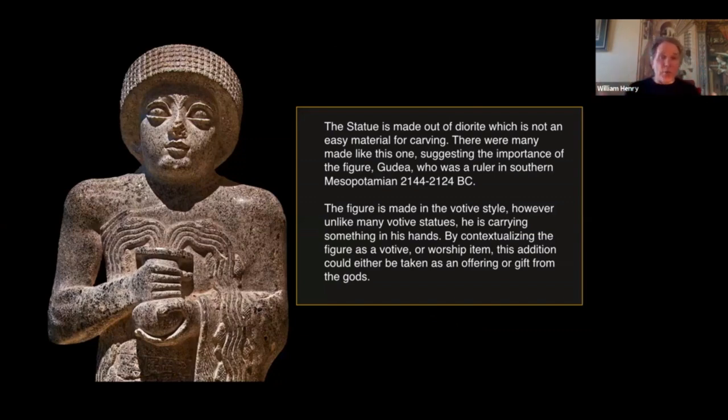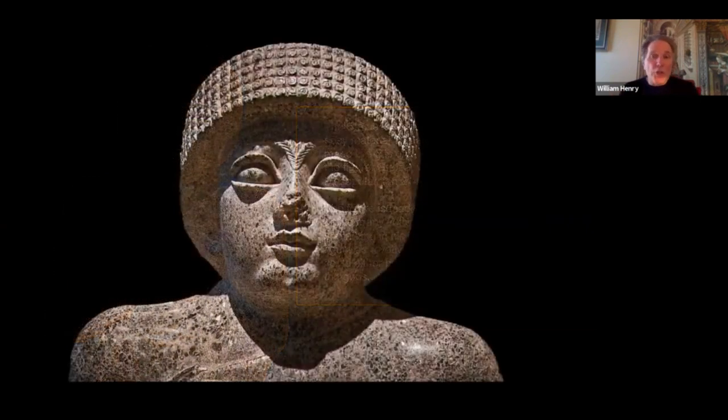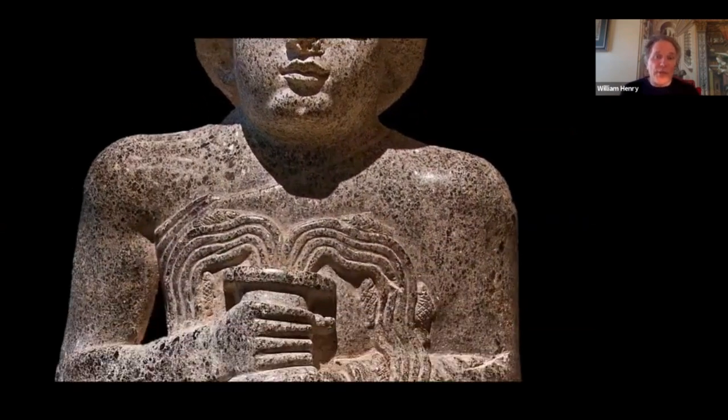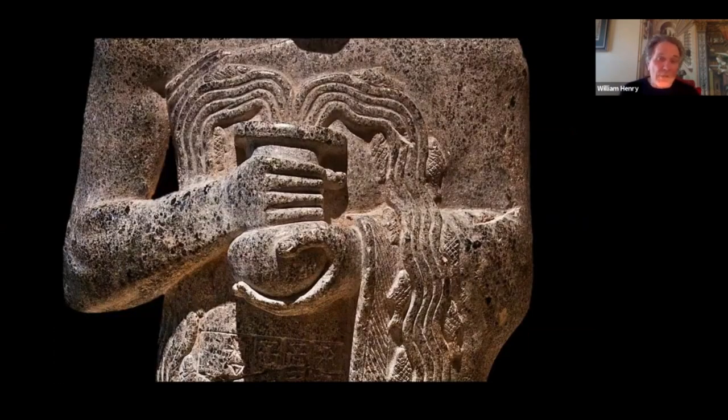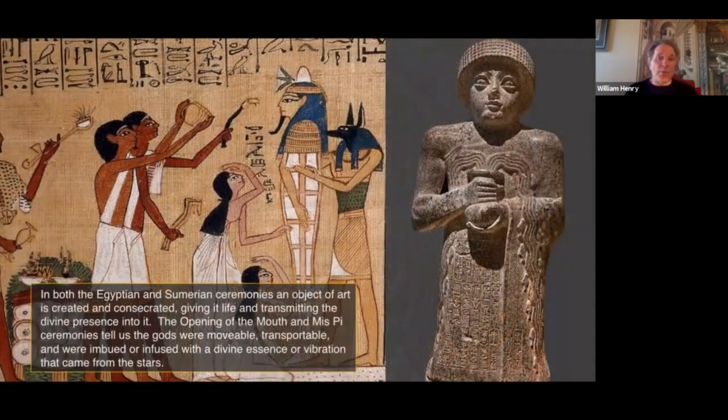If you can get yourself into the right mental, physical, spiritual, and emotional space and become in unison, the God on the other side of the statue can transmit that holy water to you through this statue. This is what they're saying is the common practice in Mesopotamian religion in terms of worship of the Anunnaki. In both the Egyptian and Sumerian ceremonies, an object of art is created and consecrated, it's made holy, giving it life and transmitting the divine presence into it.